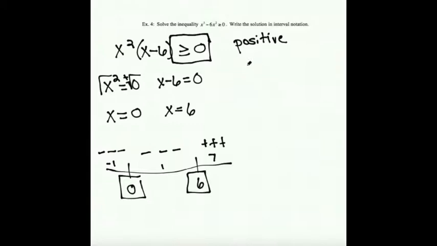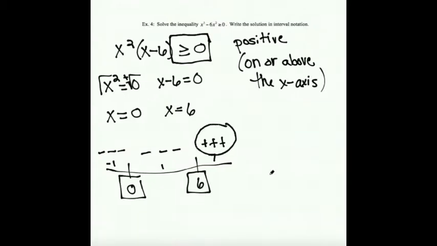All right, since it's greater than or equal to, I want on or above the x-axis. On or above the x-axis. Now, that means I just want this section right here. Okay, but this one is a little tricky. Do you agree that 0 is also on the x-axis? This little spot right here? Okay, so that value actually needs to be included as well.